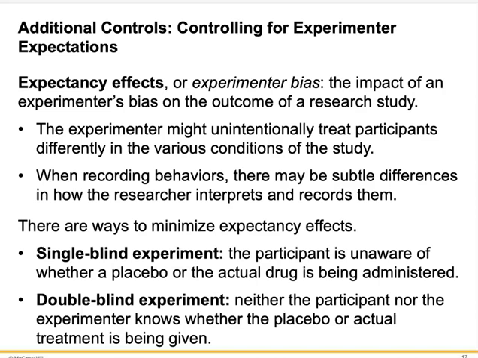And so in order to control for that, there are ways to minimize what we call those expectancy effects. One is a single blind experiment where the participant is unaware of whether a placebo or the actual drug is being administered. Okay, so you don't know which group is which. Or a double blind experiment. Neither the participant nor the experimenter knows whether the placebo or actual treatment is being given. And that way, we can be fairly sure that there is less experimental bias and less expectancy effects. In the single blind, the participant's unaware, whereas in a double blind, they both are unaware, so we can be doubly sure that there are no expectancy effects.